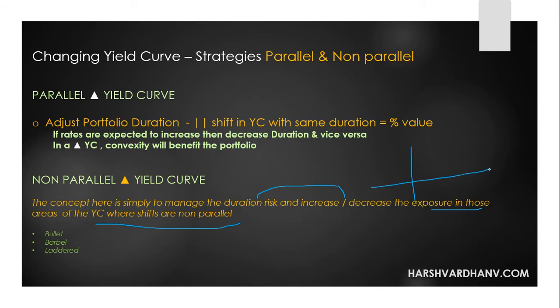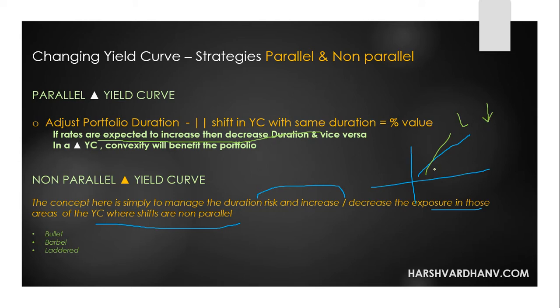So let's take an example, very simple. This was a yield curve. Now we expect that the yield curve might move like this. So this is the non-parallel shift. Now what's happening? In the longer term tenure, your rates are increasing. And what do we do when the rates are increasing? We decrease the duration. So in the longer term bonds, you will decrease your exposure.